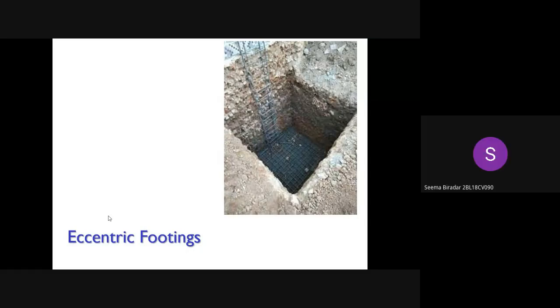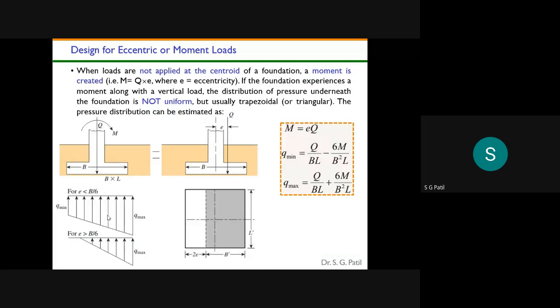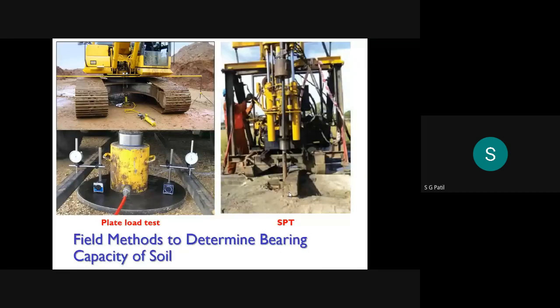Okay. So, we started with eccentric footing in the last class, and also we have seen how to find out the bearing capacity of a soil of a footing which has been subjected to eccentric loading. Also, this Q max and Q minimum, how to find out these maximum stress and minimum stress below the foundation, so we have seen. Okay, and then we started these field methods to determine the bearing capacity of the soil.